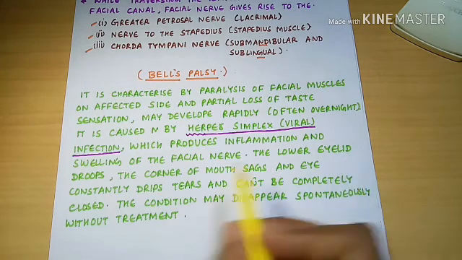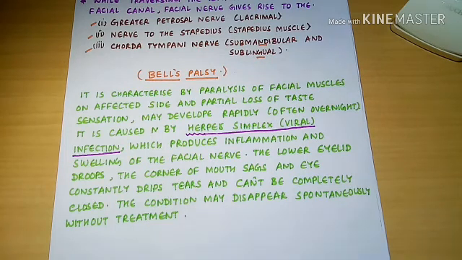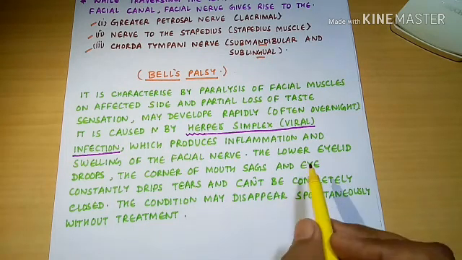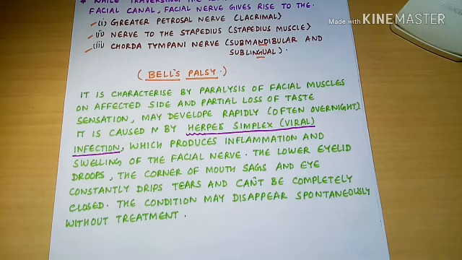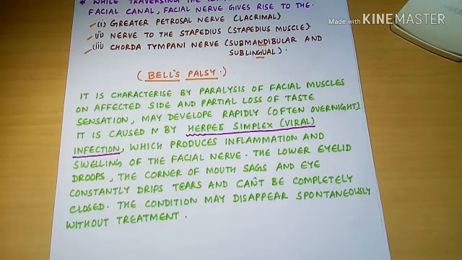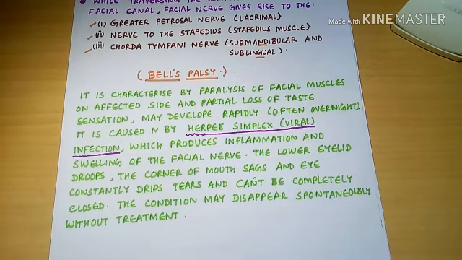The lower eyelid droops, the corner of the mouth sags, and the eye constantly drips tears and cannot be completely closed. The condition may disappear spontaneously without treatment. So there is no specific treatment for this palsy; it will disappear spontaneously without any treatment. This condition occurs due to the herpes simplex viral infection, which produces inflammation and swelling of the facial nerve.